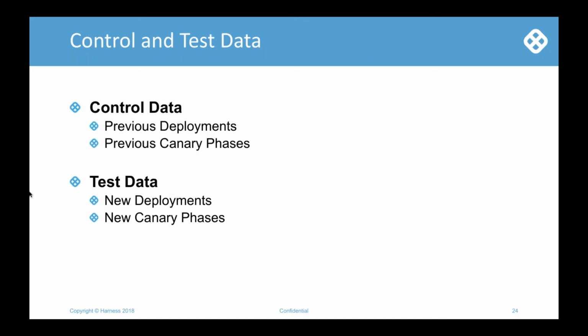So I'm going to talk a little bit about control and test data. For Harness, our control data is previous deployments and previous canary phases. So when we compare models of deployments, we're looking at the last deployment or the last canary phase specific to the artifact we're deploying and the compute infrastructure that it's deployed on. And the test data is going to be the new deployment and the new canary phases. So just to level set with you on that.